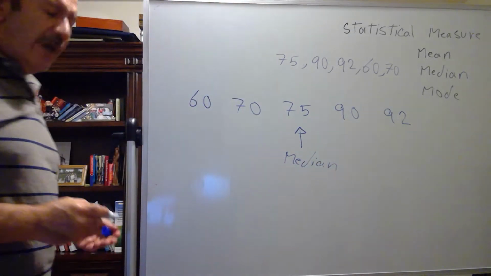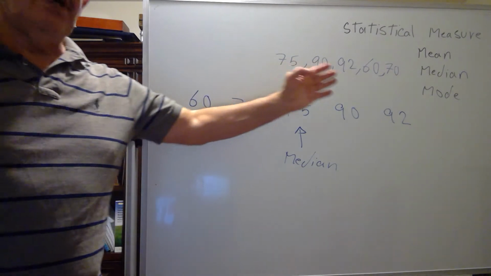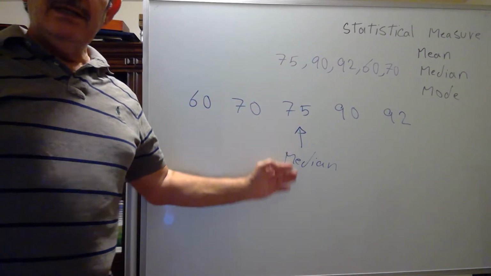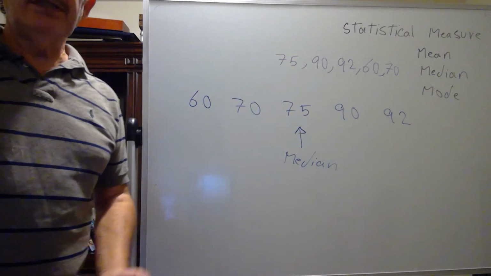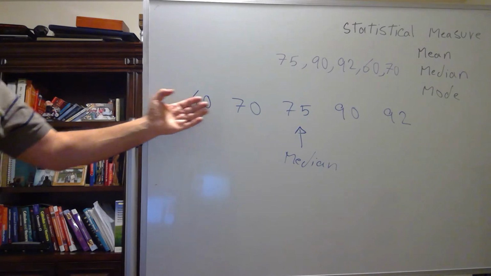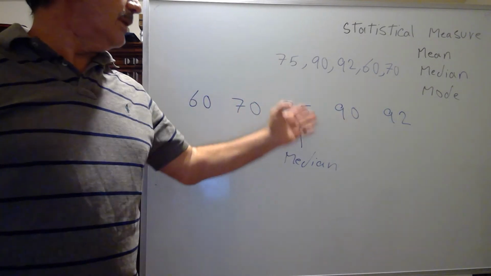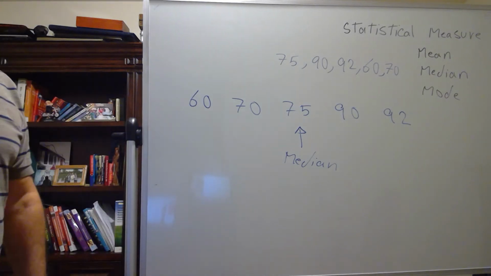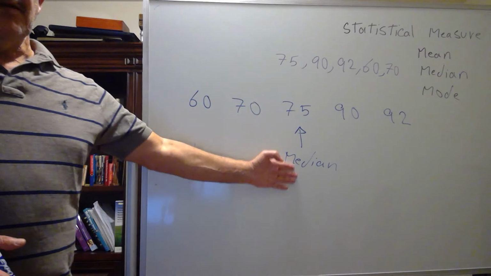Okay, so for finding the median, arrange the numbers from lowest to highest and find the middle number. If the number of data that we have is odd, then the median is going to be easy to find. Okay, 60, 70, two at the lower part, two at the higher part, the middle number is going to be the median.